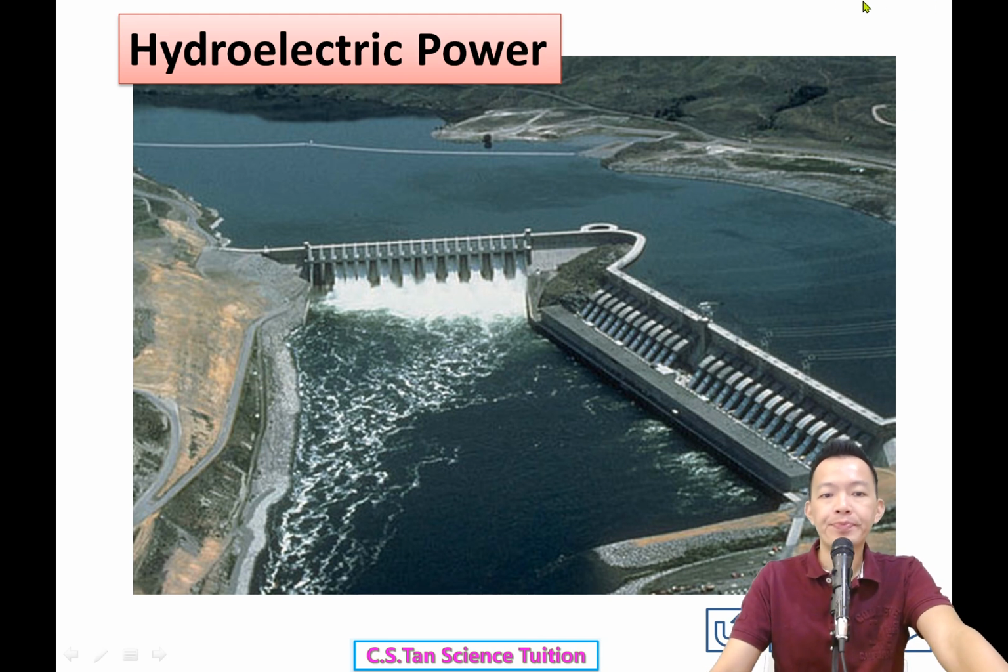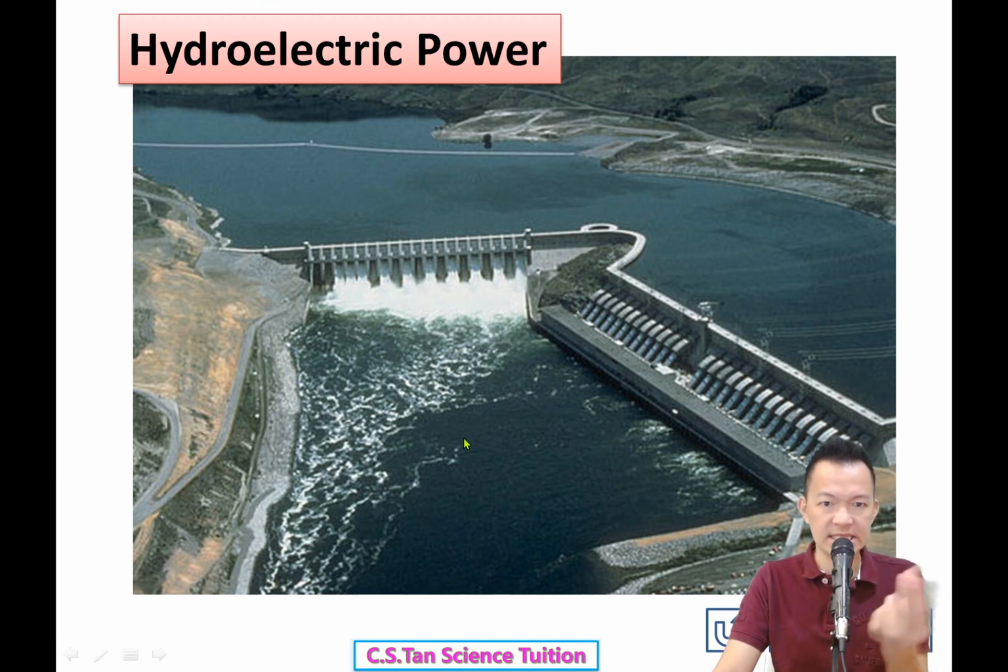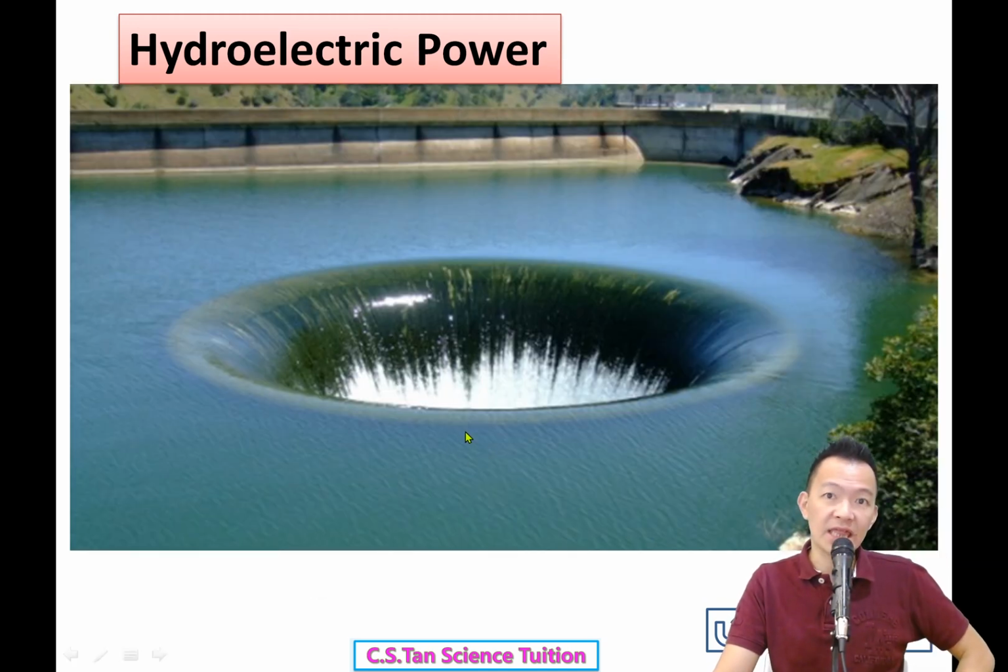Water energy, 水力发电. So how does water become electrical energy? 水将变成能源呢? For a hydroelectric power station, most of them have a dam, 他们都有一个水坝. When the water falls from a high place to a lower place, 从高高的地方流下来的时候, it has potential energy, 它有一种势能, and this energy can actually turn the dynamo.